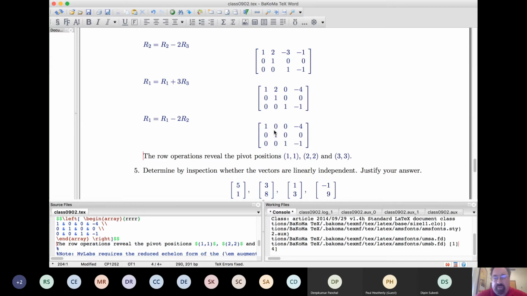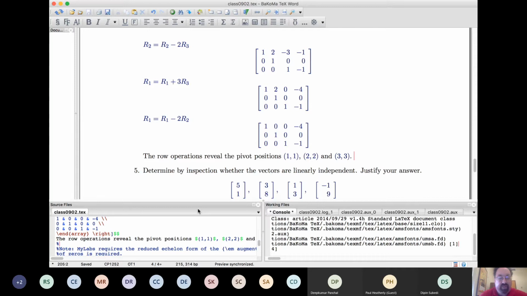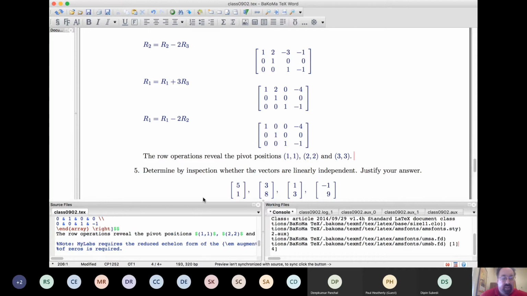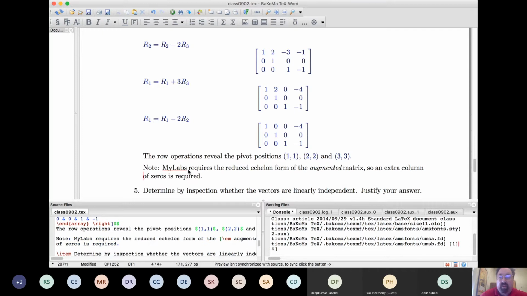Now, so here we have pivot positions, although we knew where we were already just by getting to echelon form. The only reason I'm working this out is that for this problem, MyLabs requires computing to reduced echelon form. Now, but also about this problem, the question asks for reduced echelon form of the augmented matrix for the system AX equals 0. So that means there'd be an extra column here of 0. So I did not include that here, but the homework problem would require it. So there's a heads up about that.